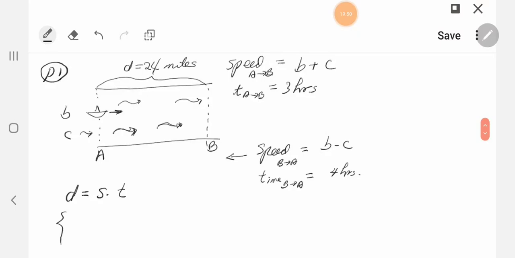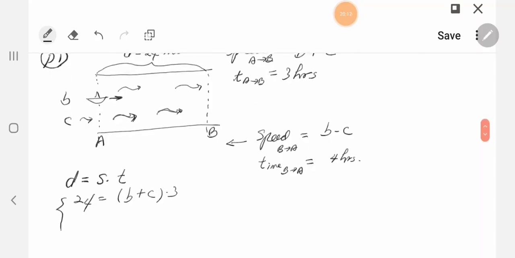Okay, the first equation is the distance. The total distance from A to B is 24 miles. So 24 miles is equal to speed times the number of hours. When you go from A to B, you are going with the water, so the total speed will be the boat speed plus the current speed. How long did it take? 3 hours.